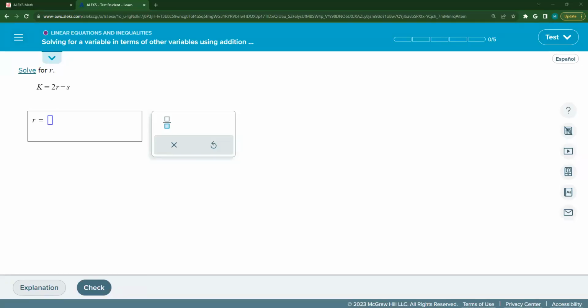All right, solving for a variable in terms of other variables using addition or subtraction with division. So these ones we're going to do just like we do if there were numbers. We're going to do reverse order of operations. So I have k equals 2r minus s.